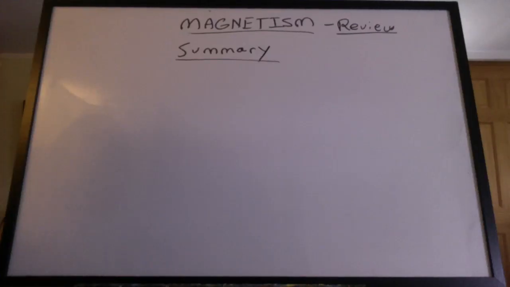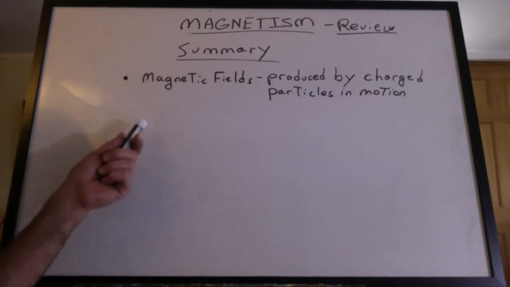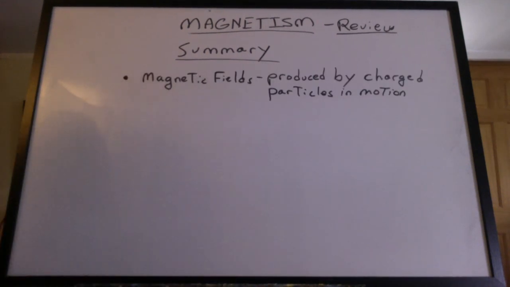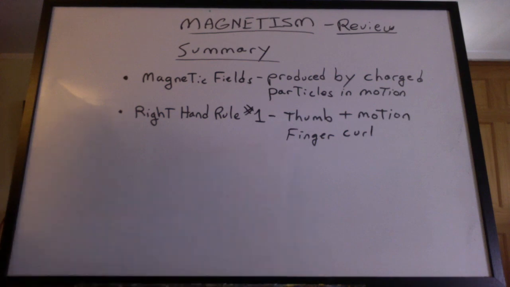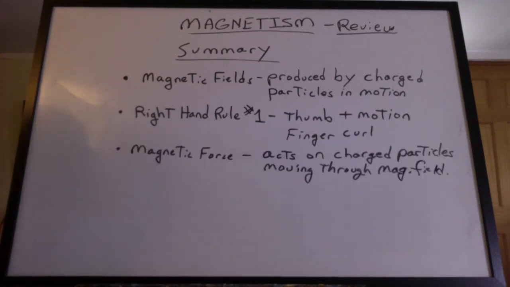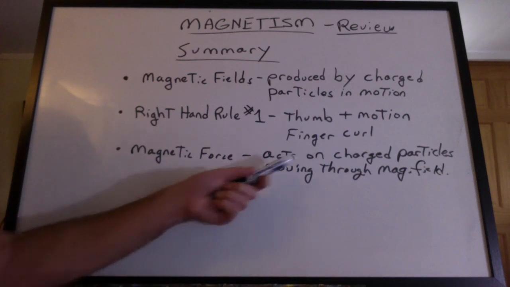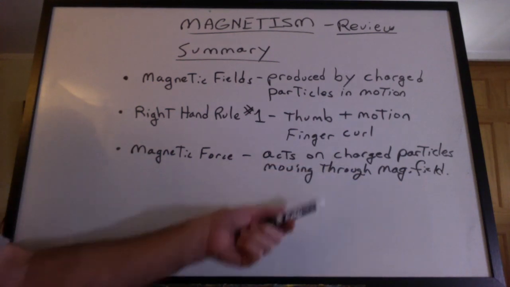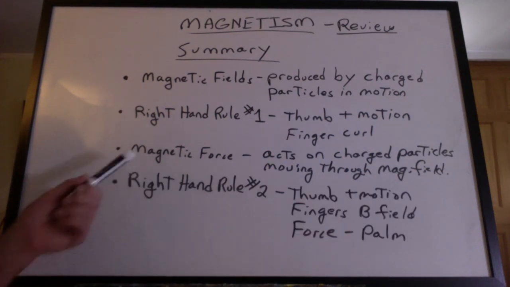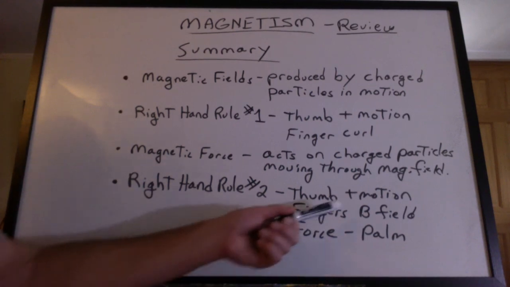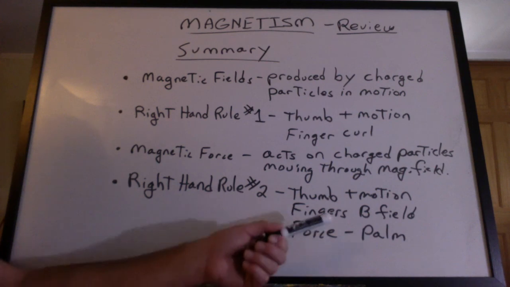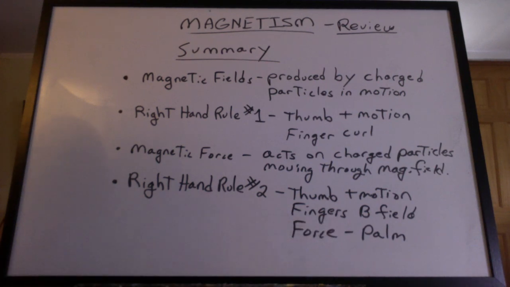Well, that's covering a lot of stuff, so let's summarize. Magnetic fields are produced by charged particles in motion. You can find the direction of the magnetic field lines by using right-hand rule number 1. Thumb goes in the direction of the positive motion, and then your fingers curl in the direction of the field lines. A magnetic force will act on a charged particle when it moves through a magnetic field. You can find the direction of that magnetic force by using right-hand rule number 2. You put your thumb in the direction of positive motion, your fingers in the direction of the B field, and the force comes out of the palm of your hand.